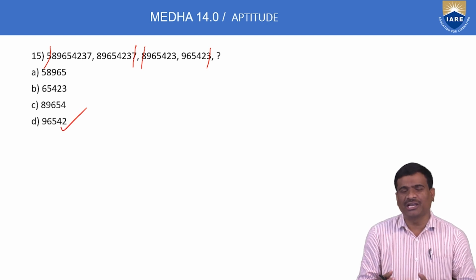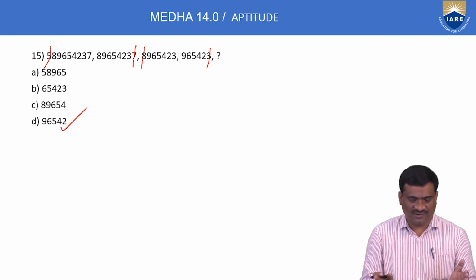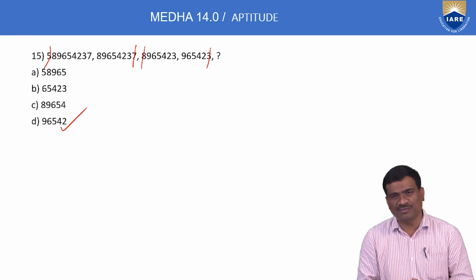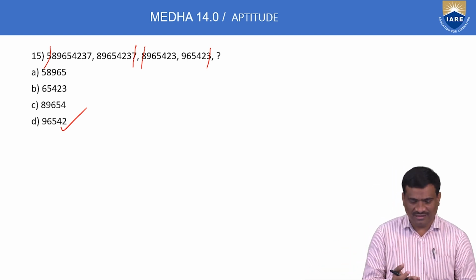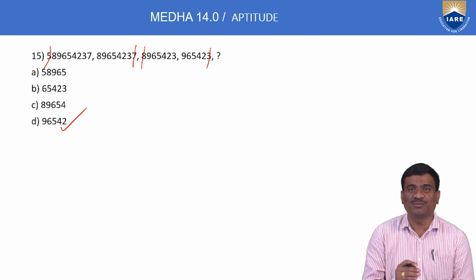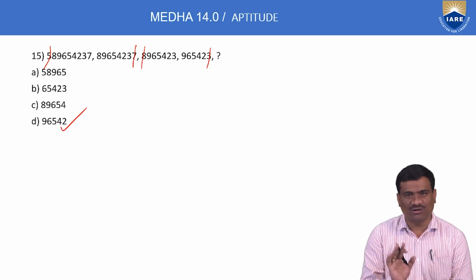Removing alternatively first number, last number. Once more, removed alternatively first and last: first number, next last number, next first number, next last number, and so on. This is about the number series concept. Number series, a sequence of numbers is called a number series.